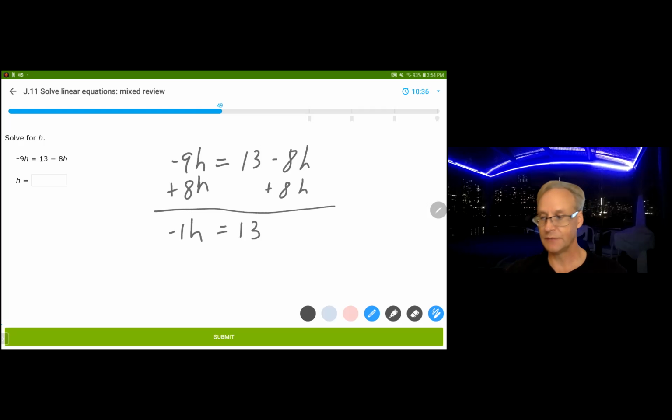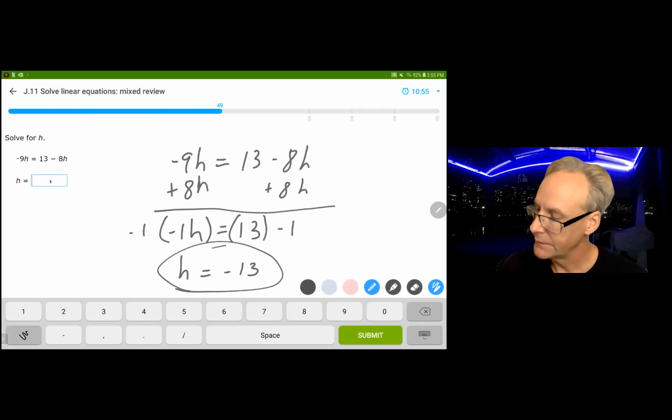And we're going to have to divide by negative 1 or multiply by negative 1. In IXL, they generally say, I'm going to multiply by negative 1 on both sides, which I'll just show it to you. It does work. This is positive h, and this is negative 13. More common is to divide by negative 1 on both sides, but it doesn't matter. This is negative 13.